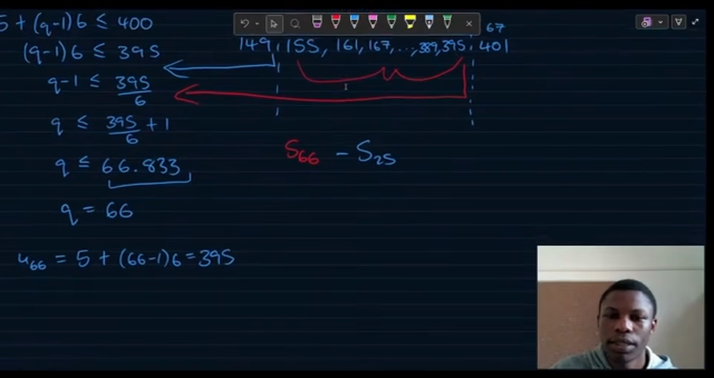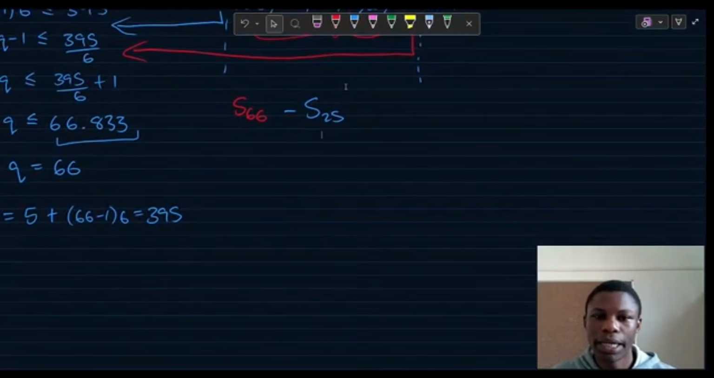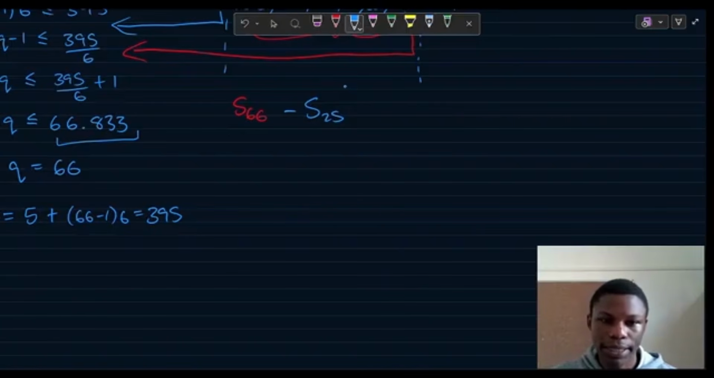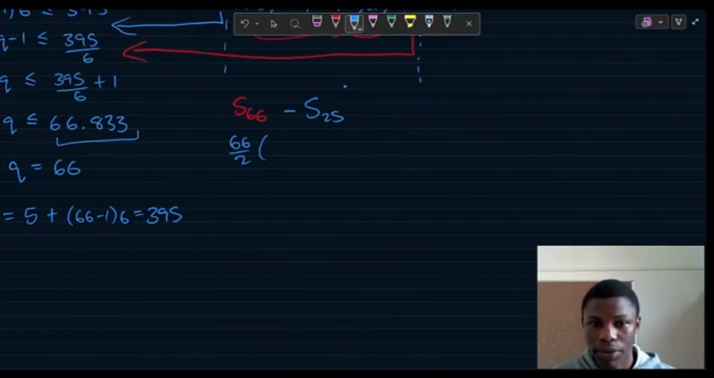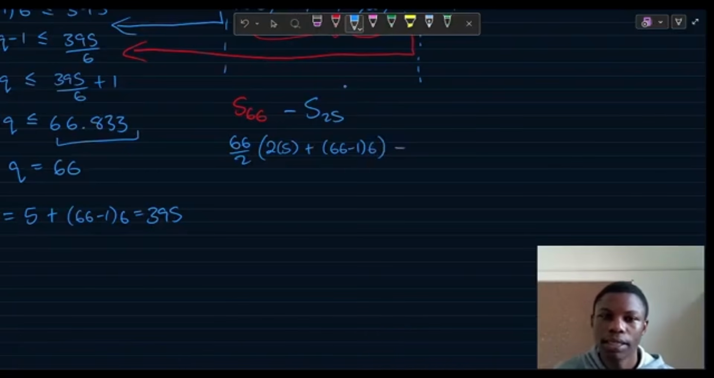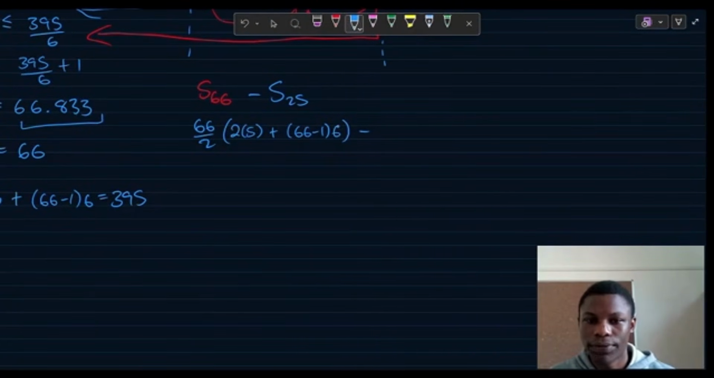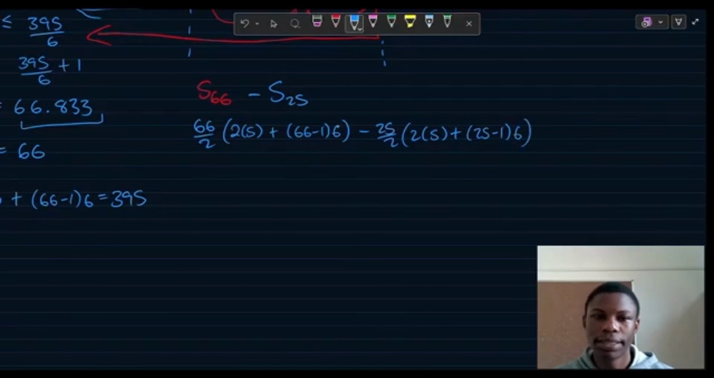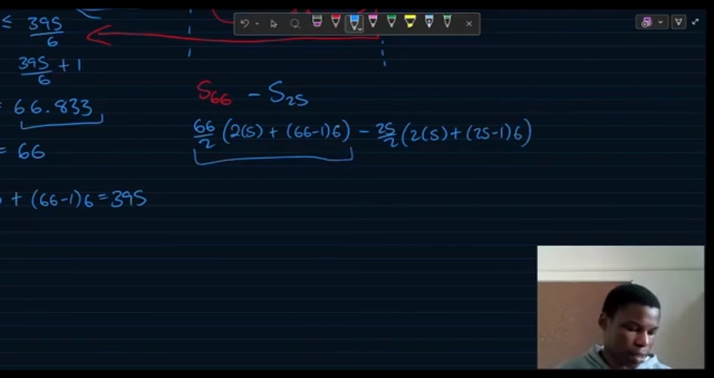Okay. And so to do that, we can use our nth term formula, which is half n times 2a plus n minus 1 d. So for S66, that's going to be 66 over 2 times 2a being 5 plus n minus 1, so 66 minus 1 times d, minus 25 over 2 times 2 times a being 5 plus n minus 1, 25 minus 1 multiplied by 6. Let's simplify this part first.